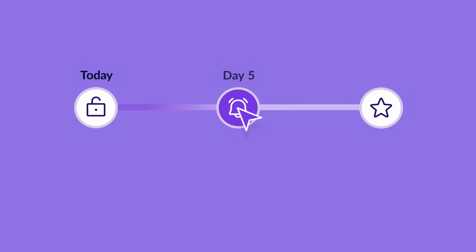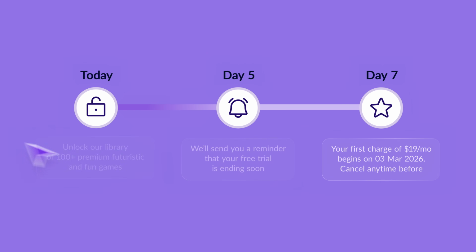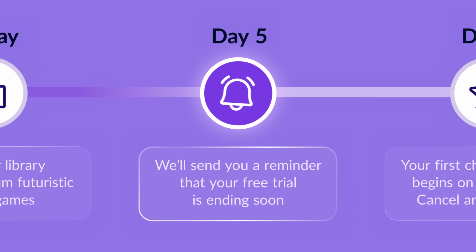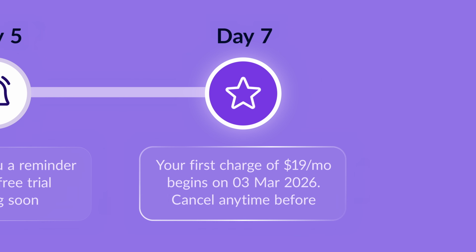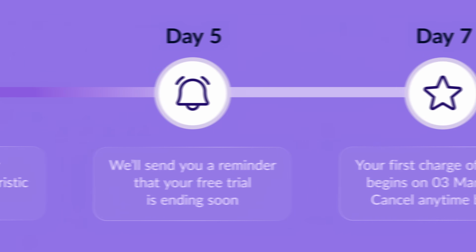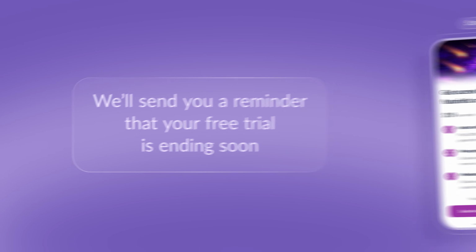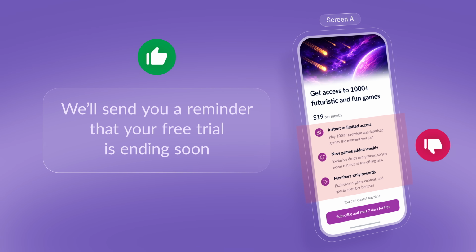But the way B delivers this is where it gets really smart. There's a timeline. 3 steps, today, day 5, day 7, and each one tells you exactly what happens. Today, you unlock the full library. Day 5, we send you a reminder that your trial is ending soon. Day 7, your first charge begins. Cancel any time before. Now that day 5 line, that single line is doing more psychological work than all 3 feature bullets on screen A combined.